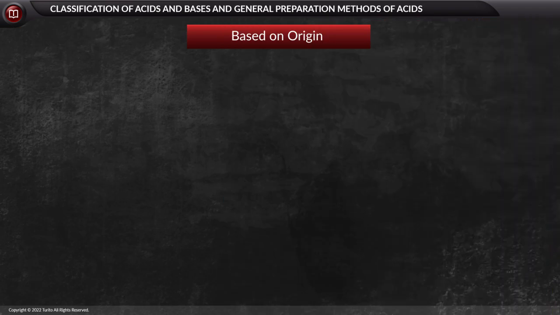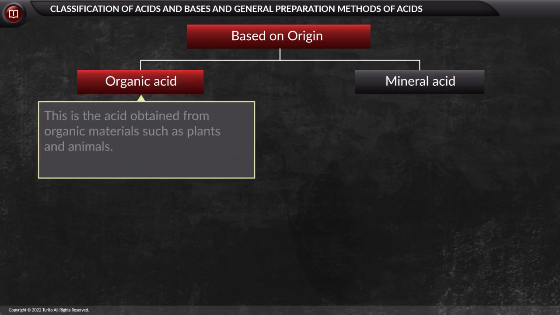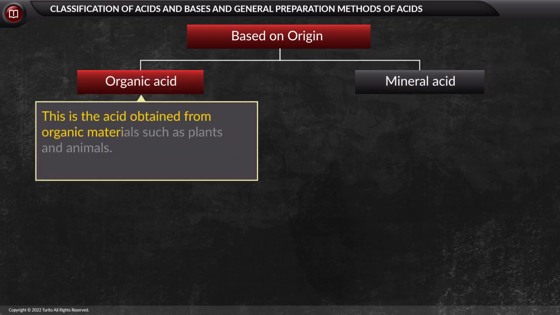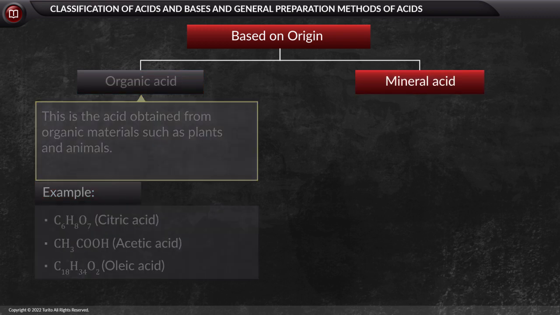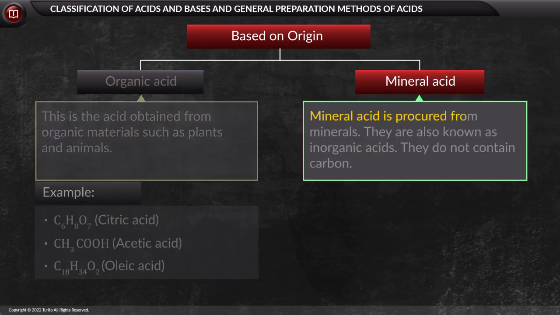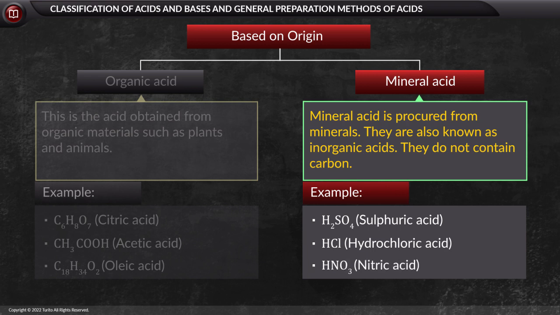The last way of classifying acids is based on the source or origin. Organic acid. This is the acid obtained from organic materials, such as plants and animals. For example, citric acid, citrus fruits, acetic acid, vinegar, oleic acid, olive oil, etc. Mineral acid. Mineral acid is procured from minerals. They are also known as inorganic acids. They do not contain carbon. For example, H2SO4, HCl, HNO3, etc.